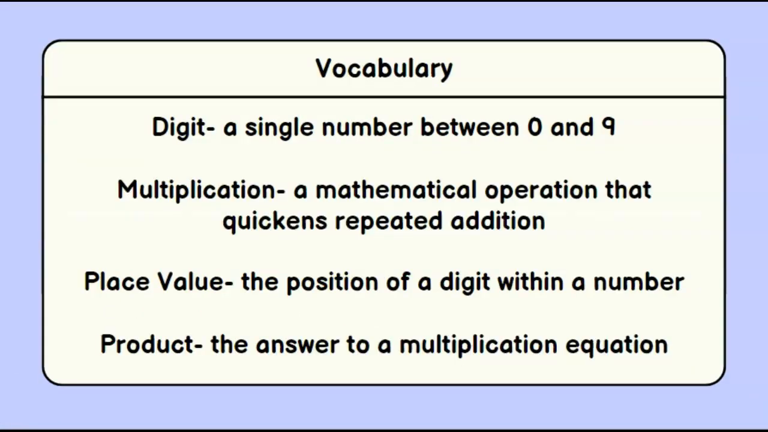Some important vocabulary to know and understand for this topic. We'll start with the word digit. Remember, when we talk about a digit, we're talking about a single number between 0 and 9. It can take up any place value within a number. Multiplication, a mathematical operation that quickens repeated addition. Place value, the position of a digit within a number. And product, the answer to the multiplication equation.